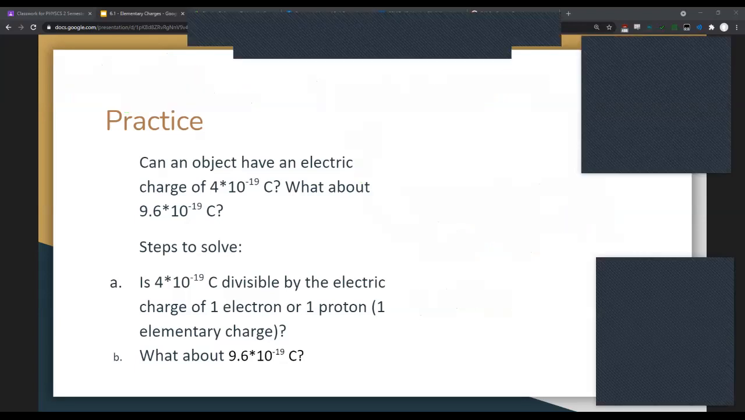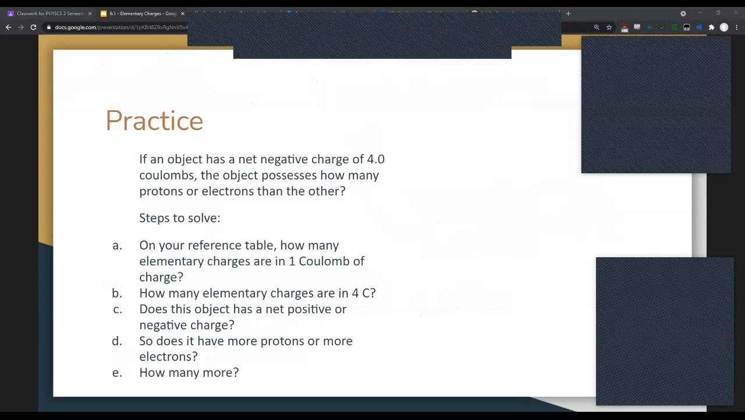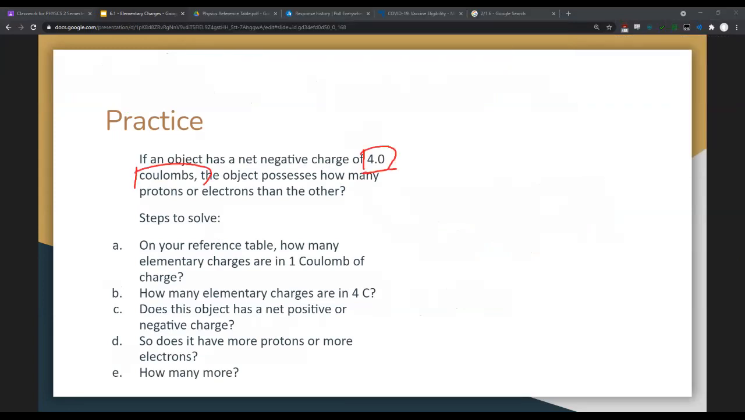All right. If an object has a net negative charge, right? So then there's a net negative charge now of 4 coulombs. So your electric charge is negative 4 coulombs. The object possesses how many more protons or electrons? It's a grammar error here.